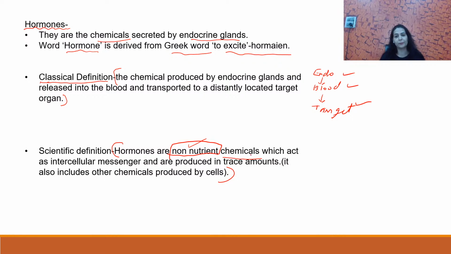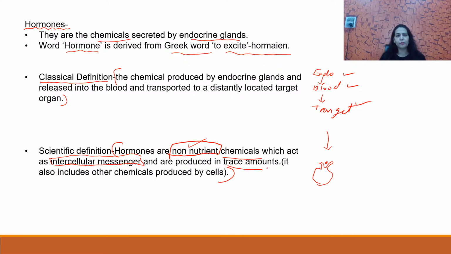They are chemicals which act as intercellular messenger. Another important word, intercellular messenger. A hormone is released, then here is the cell. This cell has a receptor and the hormone is going to get attached to this receptor. So they act as intercellular messenger and they are produced in very trace amounts, meaning very minute quantity your body needs.